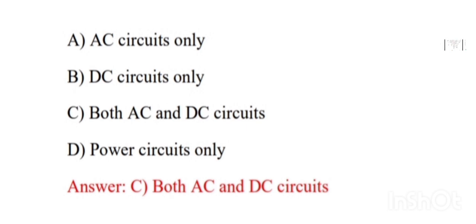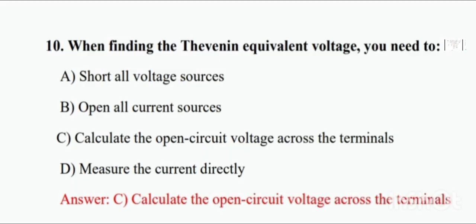Question number 10. When finding the Thevenin equivalent voltage, you need to: option A, short all voltage sources; option B, open all current sources; option C, calculate the open circuit voltage across the terminals; option D, measure the current directly. The right one is option C. Calculate the open circuit voltage across the terminals.